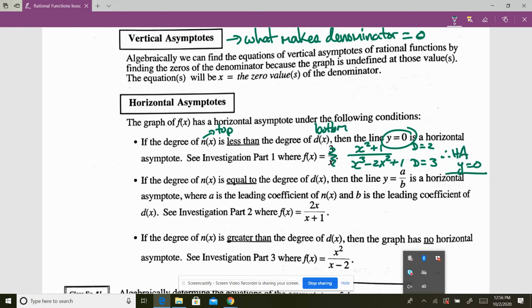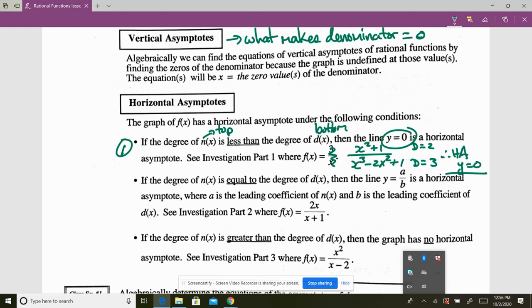Okay? If the degree of the bottom is bigger than the degree of the top, the horizontal asymptote is 0. Again, the why is a little more calculus, but what it means is the value of the bottom is getting bigger faster than the value of the top. It doesn't matter if you know that. What you need to remember is the rule. Okay? That you need to know.